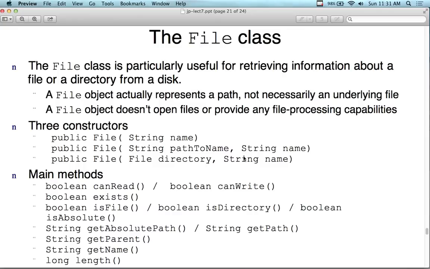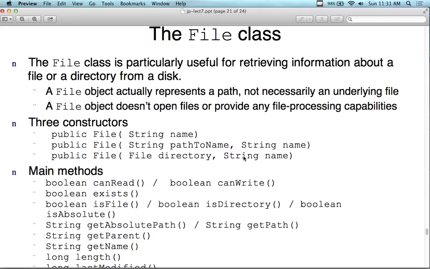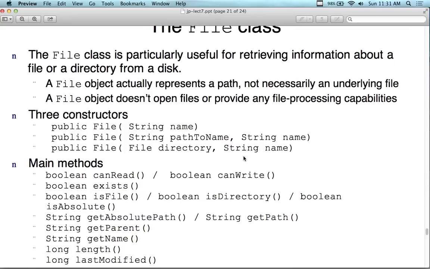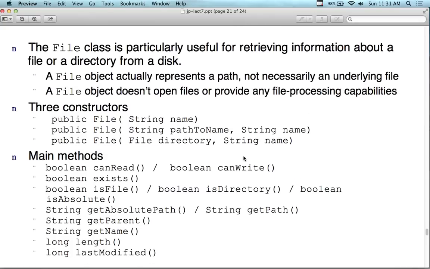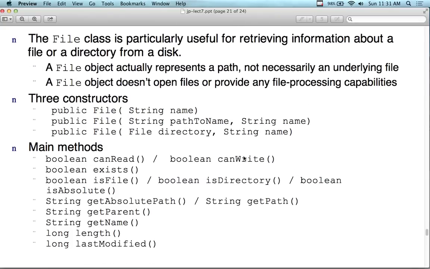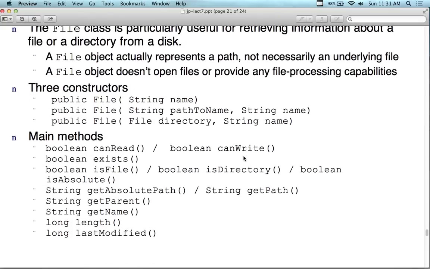The file class, last but not least on our tour of notepad stuff, we had files. So the class is particularly useful for retrieving information about a directory or file. We're getting it from file chooser, which is a different object. We could get it from file. We can actually create file instances of objects. So the file object automatically represents a path, not necessarily an underlying path, but the path doesn't open files or provide any file processing capabilities. It just gives us the file system path.